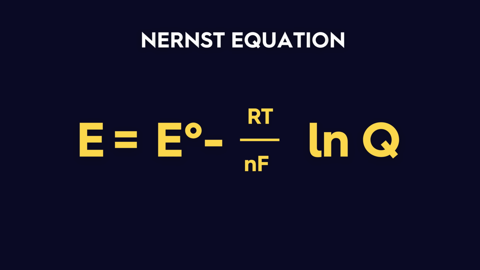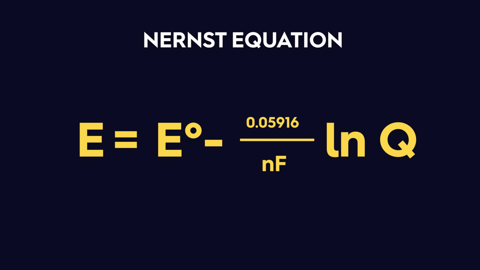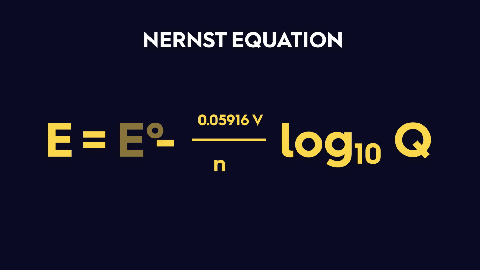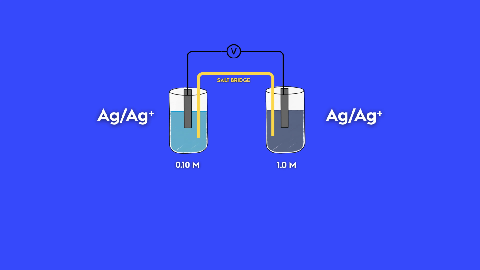In practice, we often work at room temperature, about 25 degrees Celsius. Under those conditions, this simplifies to E equals E naught minus 0.05916 volts over n times log base 10 of Q. For a pure concentration cell, remember that E naught is 0. For example, take the half reaction: silver ion plus electron gives silver solid, with n equal to 1.